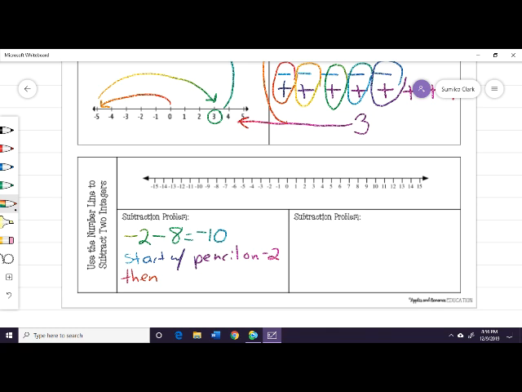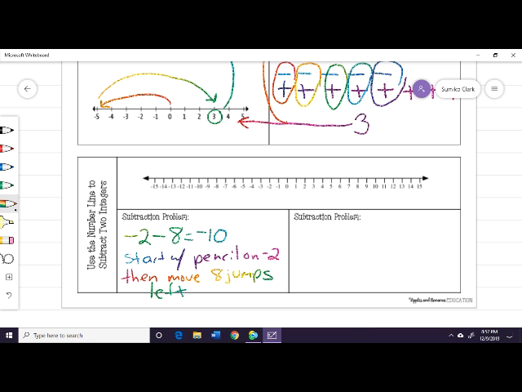Then move 8 jumps, and which direction is it? How do we know which direction? It's negative, so it's going to go more left. 8 jumps left. Okay, so we start at negative 2 and go 8 jumps left. 1, 2, 3, 4, 5, 6, 7, 8. And we can see that our answer is negative 10.